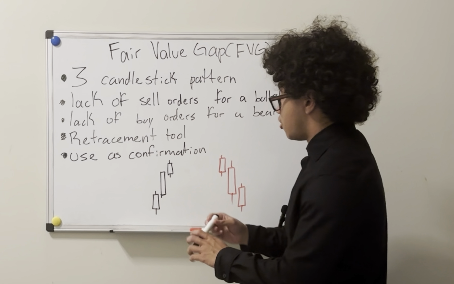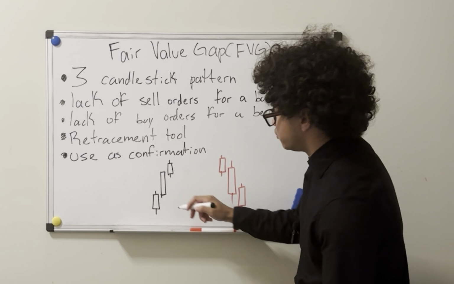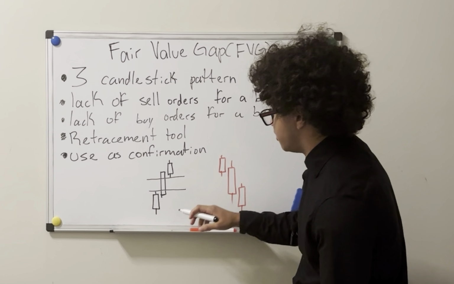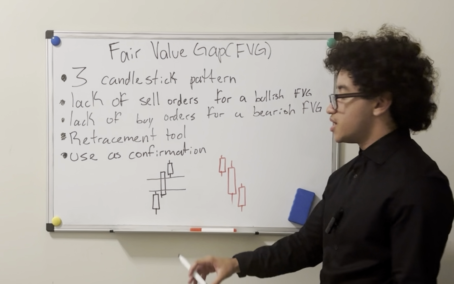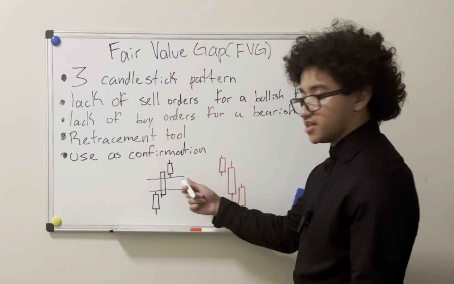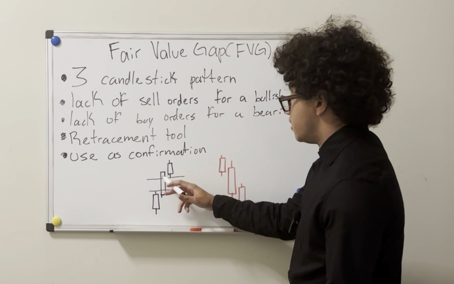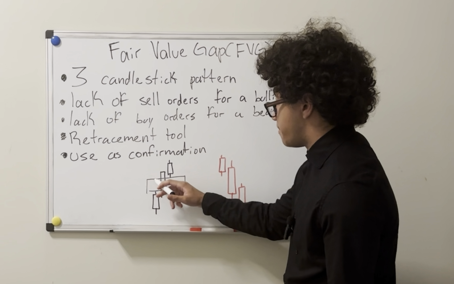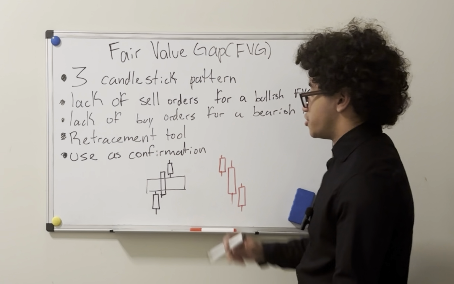What does this mean? You can see right here 3 candles and we have a gap in between these candles, from the top of the first candle to the bottom of the third candle. And in the middle, pretend this is a green candle. So this is essentially a bullish fair value gap. There's a gap in between the first and third candles.